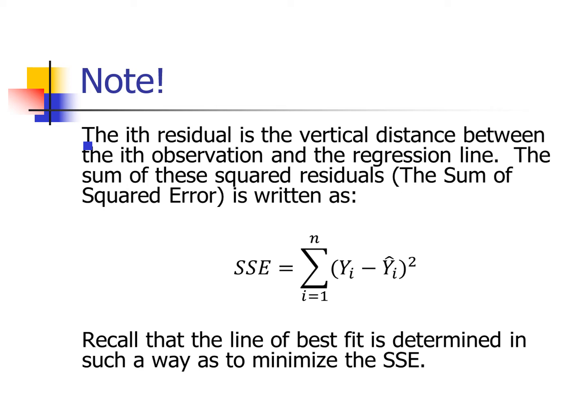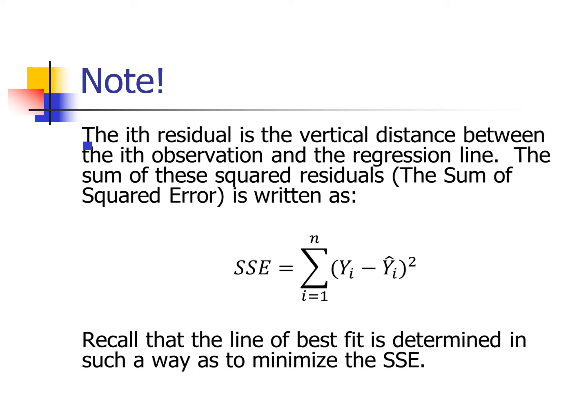Now, the ith residual, as I said a couple slides ago, is the vertical distance between the ith observation and the regression line. The sum of these squared residuals: we have the residuals, we square those residuals, we add it all up. That's referred to as the SSE, sum of squared error, because the residual is like an error. In fact, we even called it E hat. And there I wrote it out symbolically: I have y minus y hat, that's the residual, but I square it, that's the squared residual, and then I have the summation symbol.